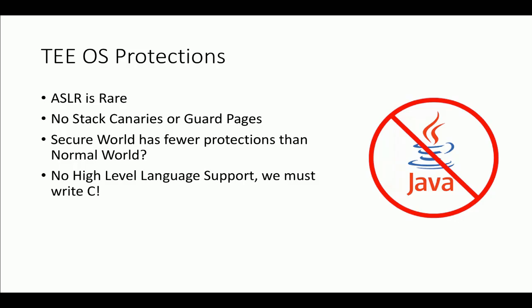So address space layout randomization is rare. There's a few that do it. It's questionable whether they're enabled on all devices. There's also the problem that they only have a small amount of address space typically, so there's attacks that you can do where you just kind of brute force the thing and hope for the best, and some of those are actually feasible just because the address space is so small. Things like stack canaries and guard pages, protections that we've been using for a very long time, aren't really used. And this kind of leads to the question of, is our secure world OS less secure than our normal world OS? Maybe. It does have less OS level protection features.